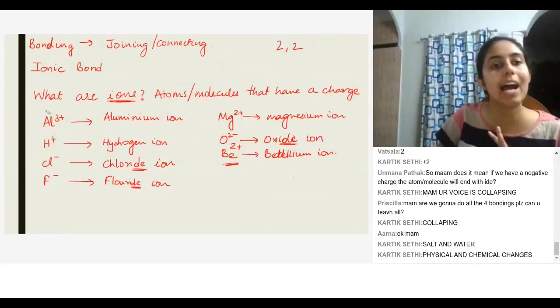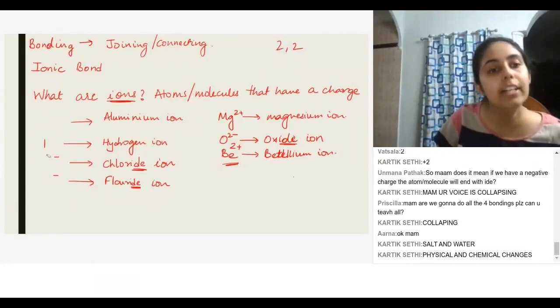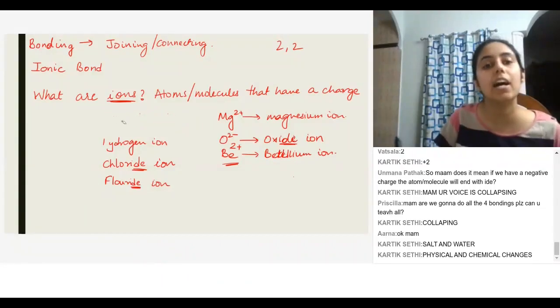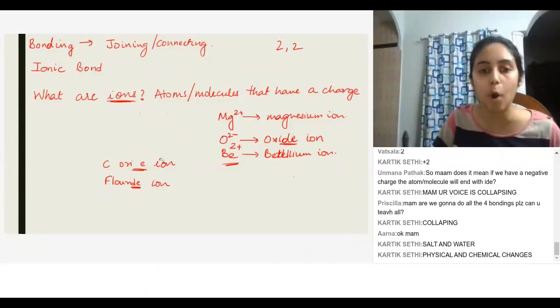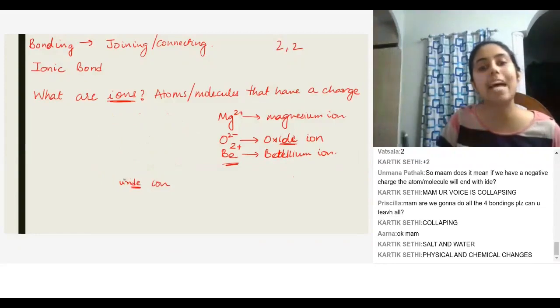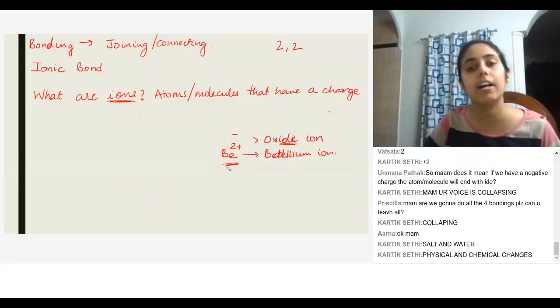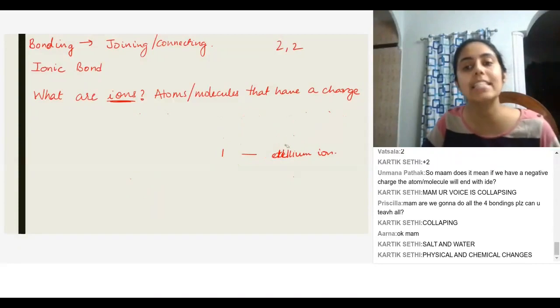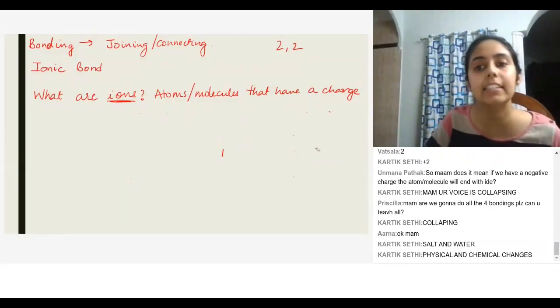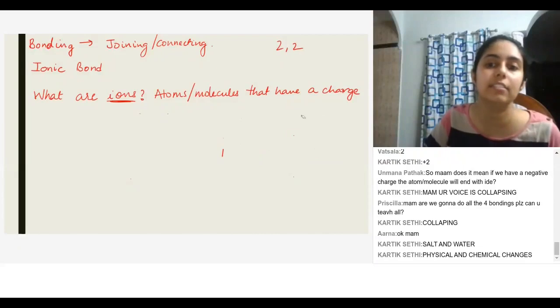Let's study about ionic bonding. So a bond or a connection or a joining between two ions is called an ionic bond. Okay, so how does this happen? Let's take a look. We'll take an example of our regular common salt. Can you guys tell me what a regular common salt is made of?